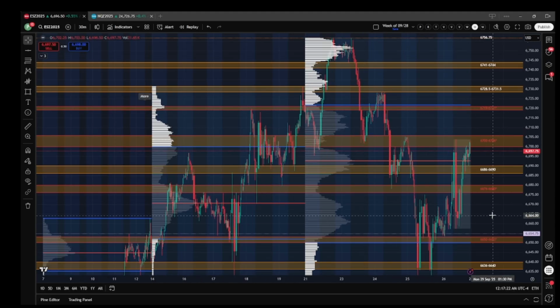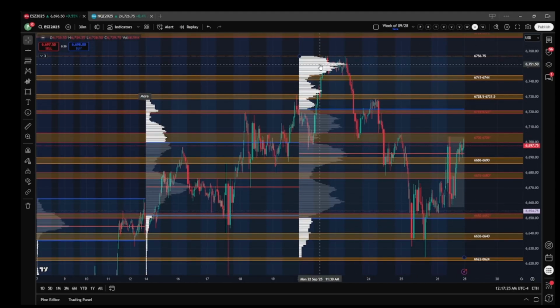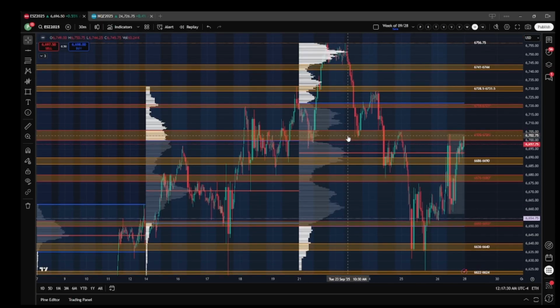We also, if you drop a fib from this high down to this low, basically where we're sitting is between the 0.5 and 0.618 retrace. And this 6,700 to 6,706 has been a very, very key spot. You can see it's effectively the breakdown after Tuesday, on Wednesday.